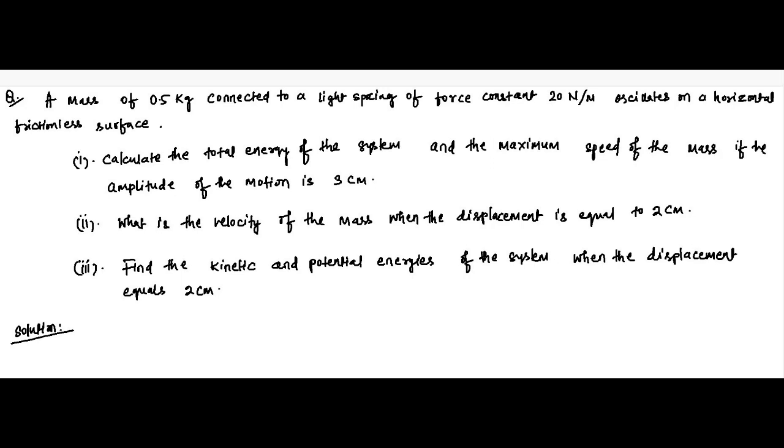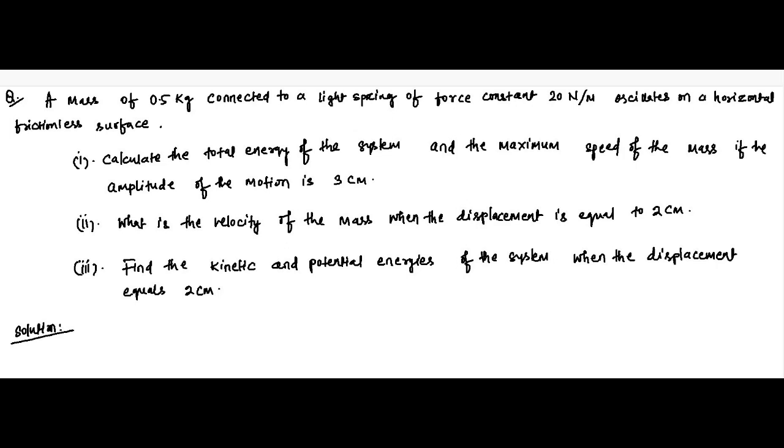So here is another question on energy associated with simple harmonic motion. It is given that a mass of 0.5 kg is connected to a light spring of force constant 20 Newton per meter, oscillating on a horizontal frictionless surface. We have to calculate the total energy of the system and the maximum speed if the amplitude of this SHM motion is 3 centimeters.